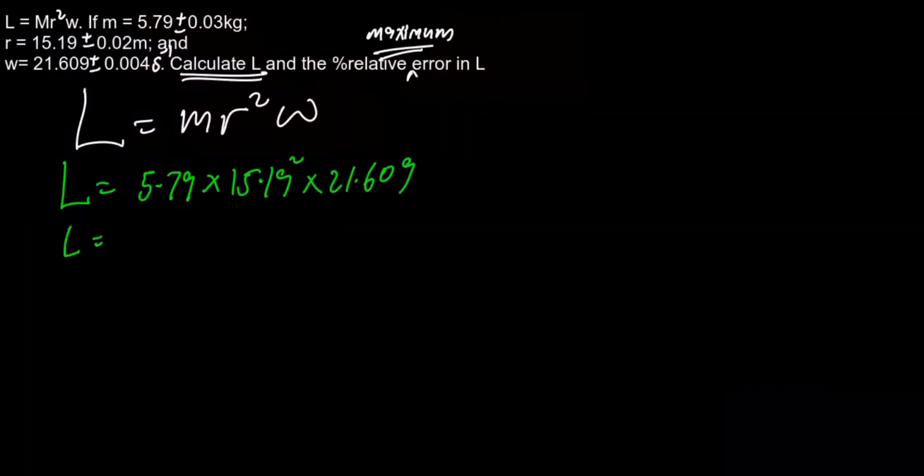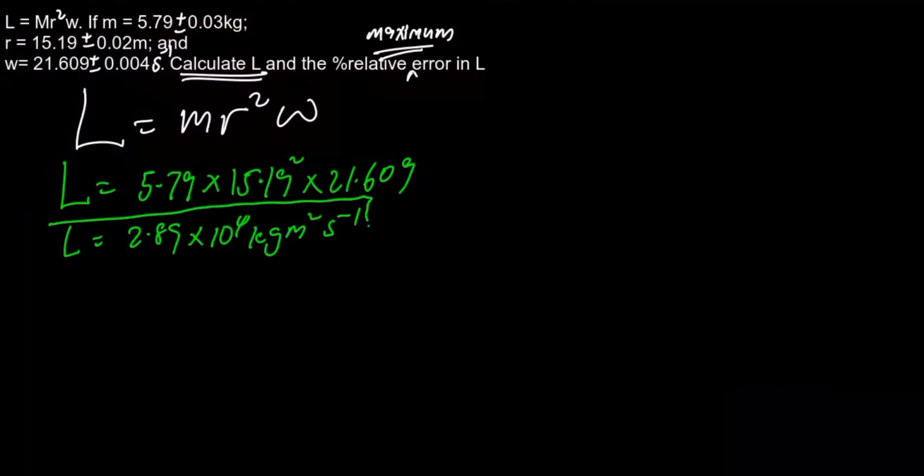So my L will be equal to 2.89 in standard form times 10 to the power 4 kilogram meter squared per second. So this is the answer for L, and I've gotten that. Now, after getting this, let's go. We are asked to calculate the percentage relative maximum error in L.